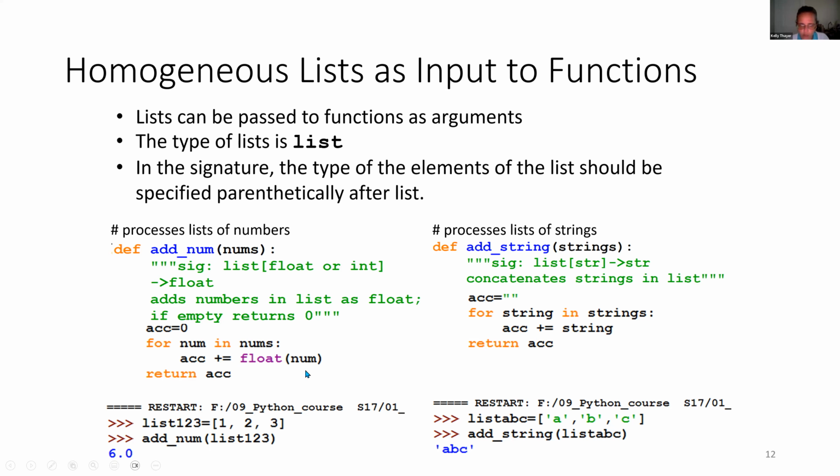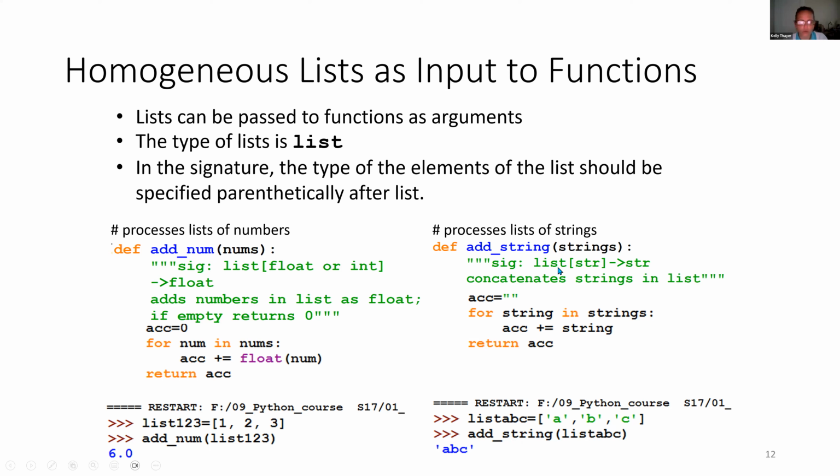What will happen if you try to process a list of strings? So here, let's do add strings of string. And here we see we're going to similarly have a list. This is going to be list ABC with 3 strings in it. And we're going to add the strings by calling this function and sending up the list of ABCs.